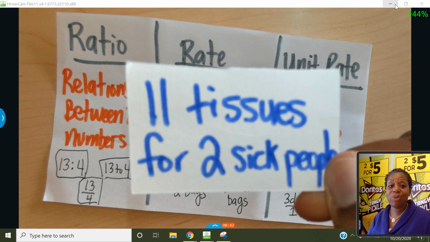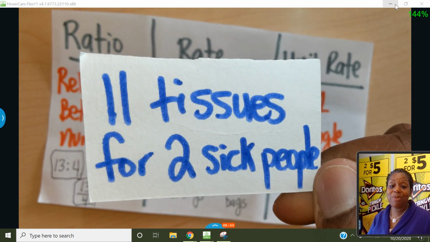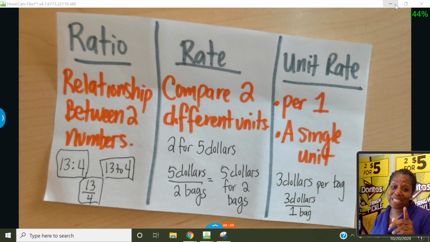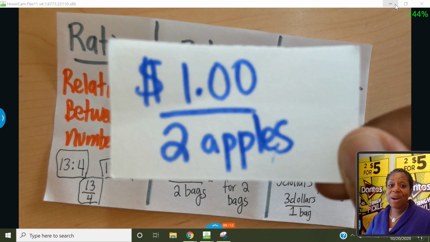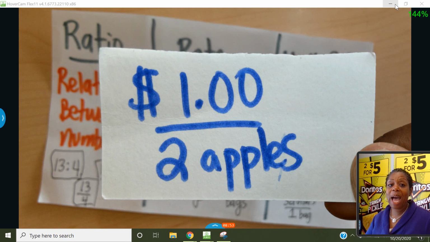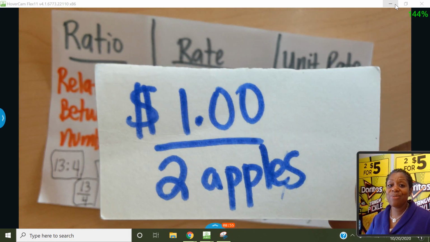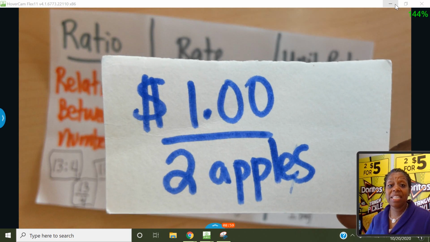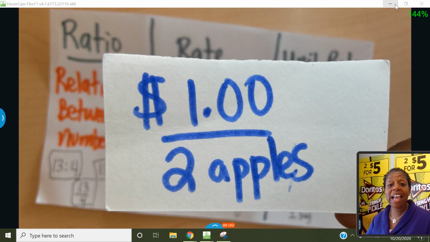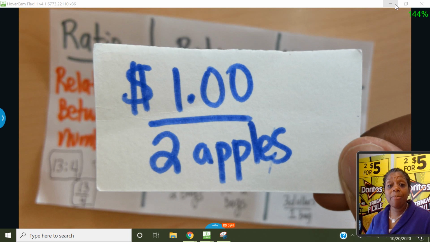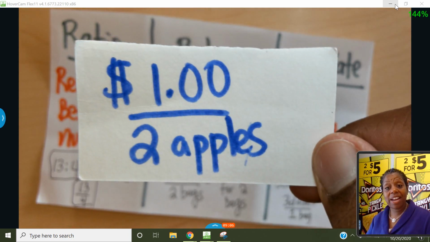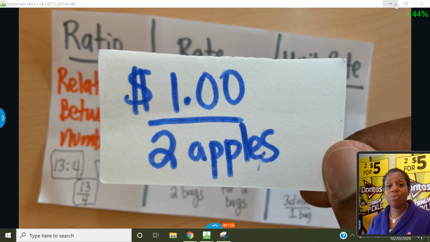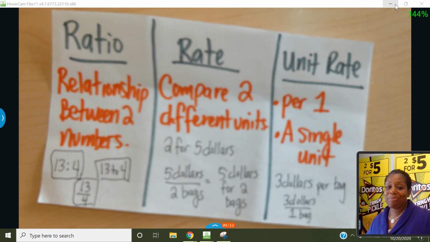11 tissues per 2 sick people. Rate or unit rate? Rate. Now this one always gets people, right? $1 for 2 apples. Is that a rate or a unit rate? So many students say it's a unit rate because they see the $1, but that's actually a rate because what we're comparing is in the denominator. That's for 2 apples. Now, if it said for 1 apple, then yes, that would be a unit rate, but in this case, it is simply a rate.